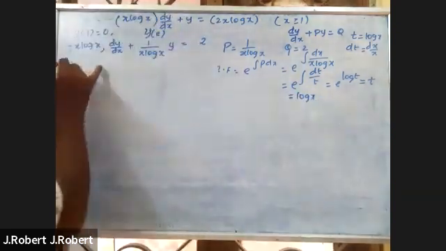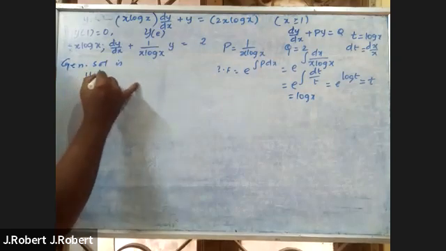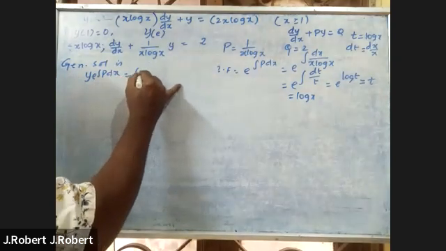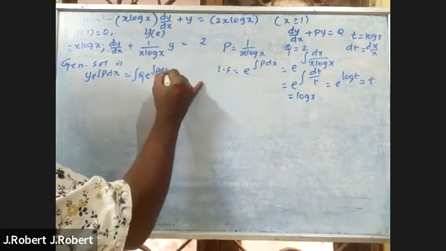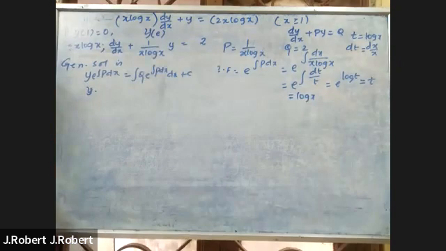Now we know the general solution. Your general solution formula is y e power integral P dx is equal to integral Q e power integral P dx dx plus c. Your y into e power integral P dx.